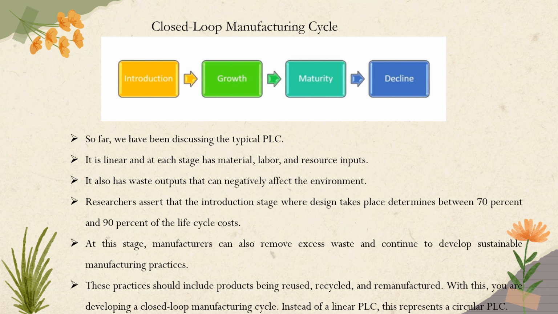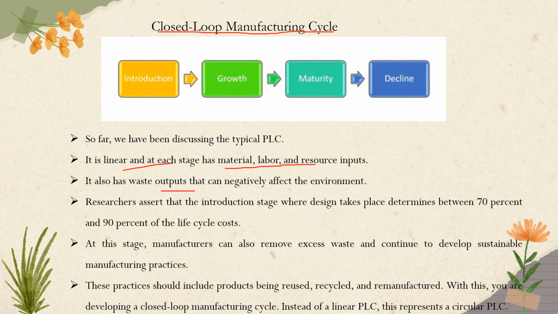So in the previous class, we have been discussing product life cycle. Here we will see the closed loop manufacturing cycle. Introduction, growth, maturity, decline, back to introduction. So far we have seen PLC. It is linear. And each stage has labor, material, resource, and other things, and it has waste outputs which affect the environment.